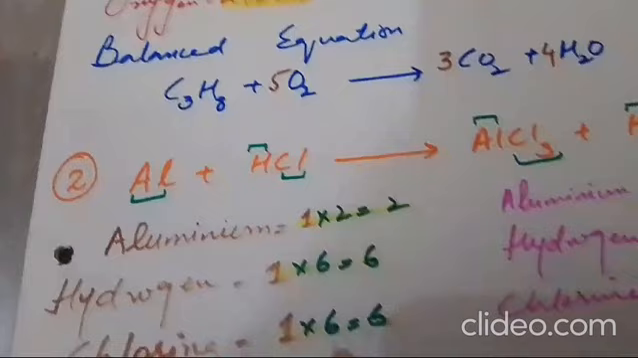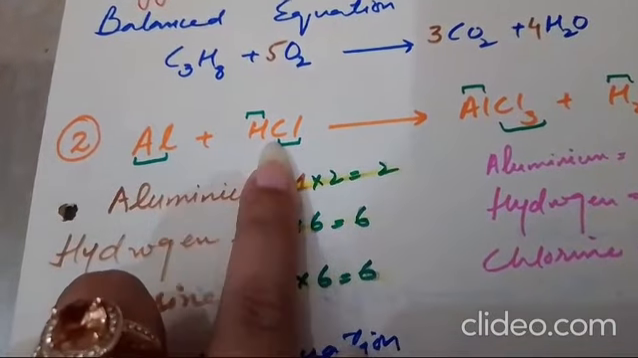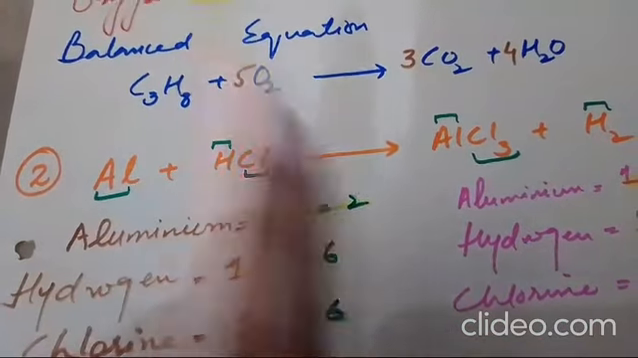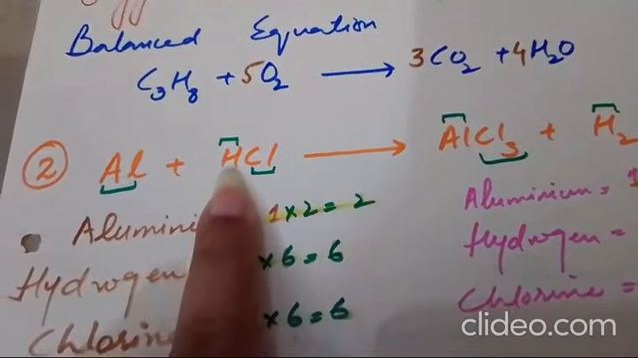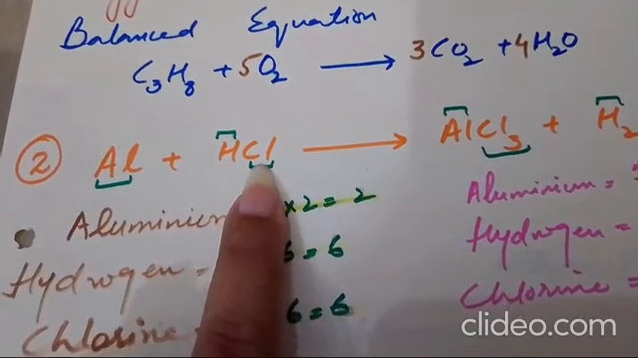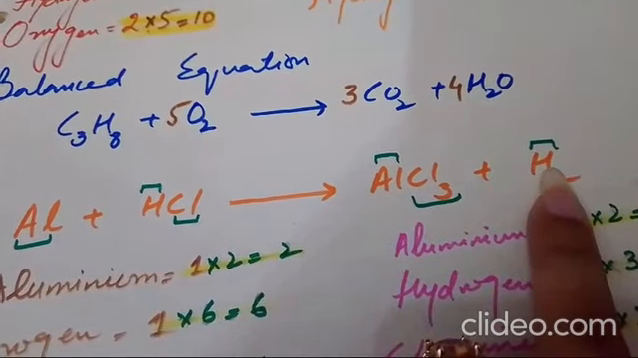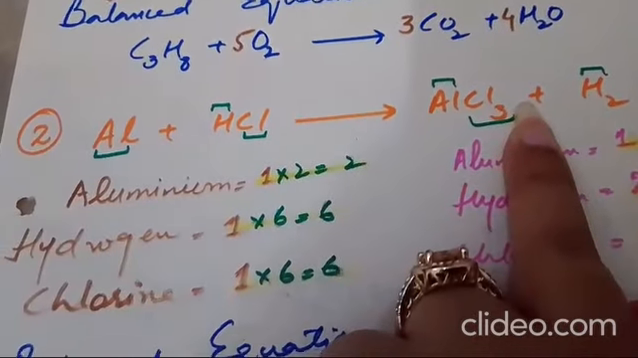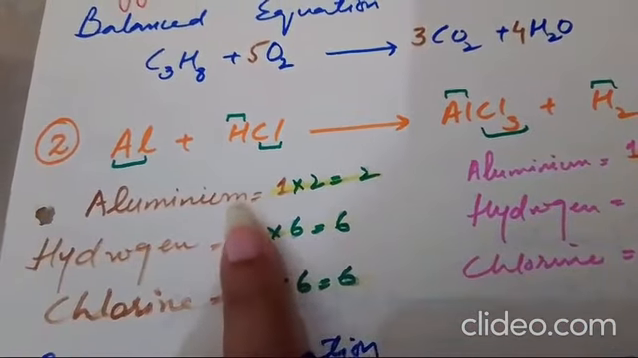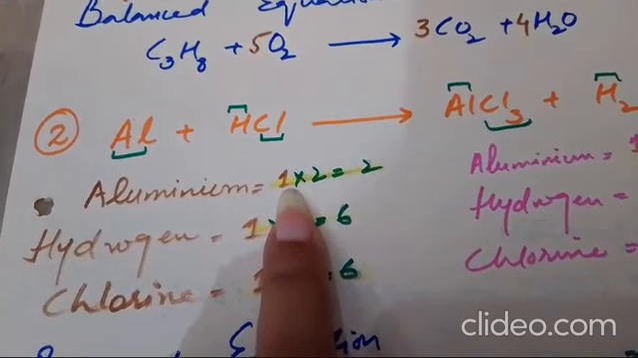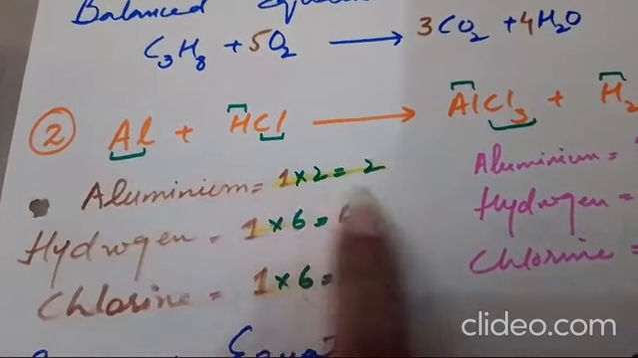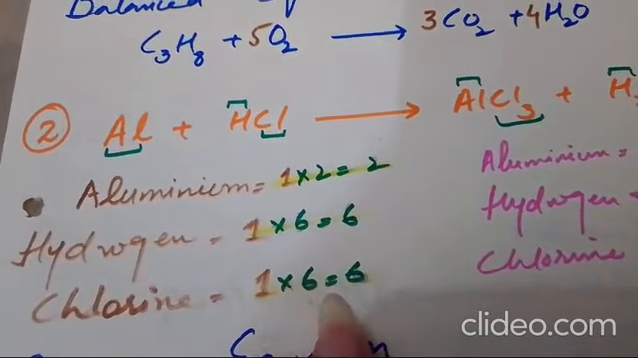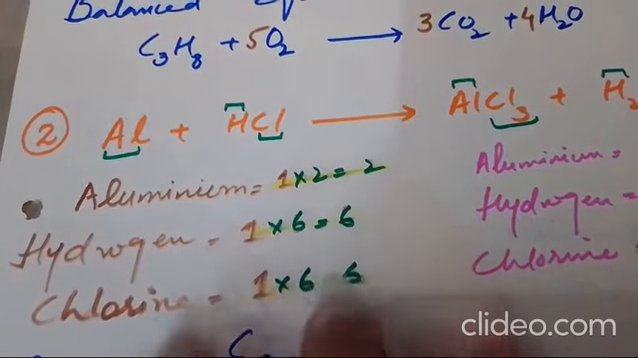Okay, now come towards the second equation. Aluminium, HCl, aluminum chloride and hydrogen. Here aluminium is 1, aluminium is 1, hydrogen is 1, here hydrogen is 2, chlorine is 1, chlorine is 3. Now for the balancing, we multiply 1 aluminium with 2, it becomes 2, hydrogen 6 and chlorine 6.